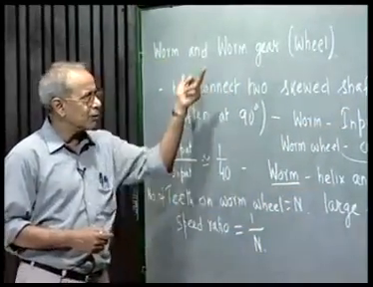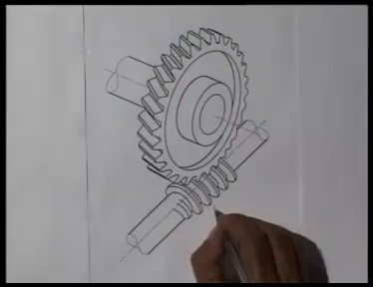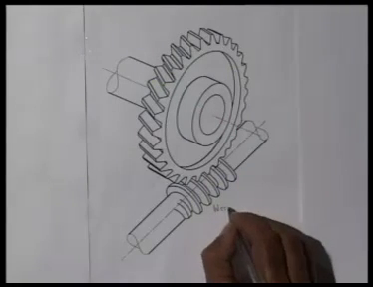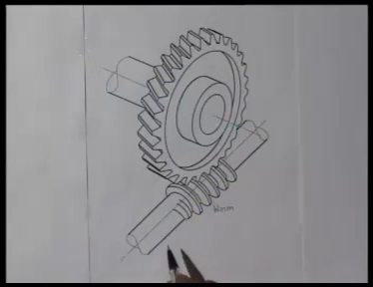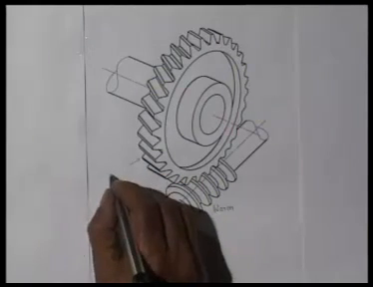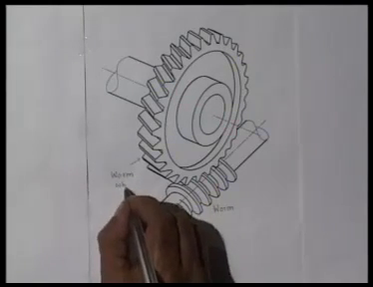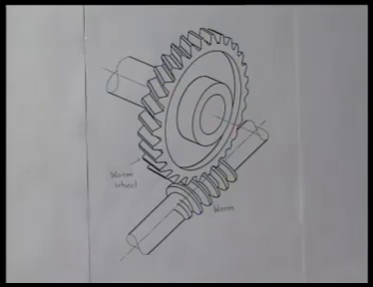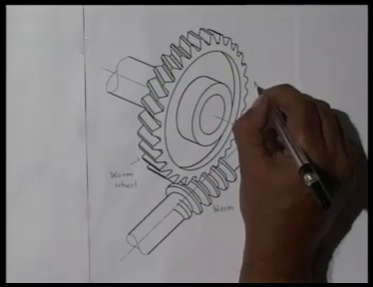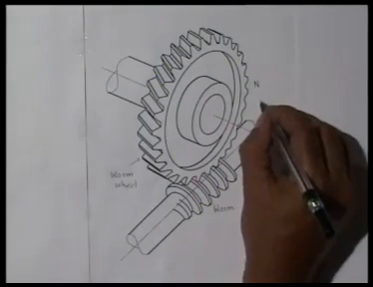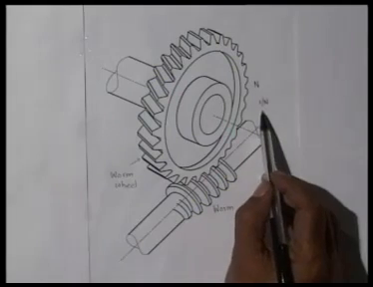Now I will show you the diagram of a worm and worm wheel. This screw-like figure is what we call the worm, which is always the input. The worm wheel can never drive the worm, it is the worm which drives the worm wheel. And this is what we call the worm gear or worm wheel. If the number of teeth on the worm wheel is n, then the speed ratio, output speed by input speed, is 1 upon n.